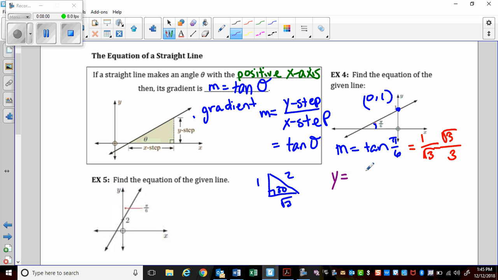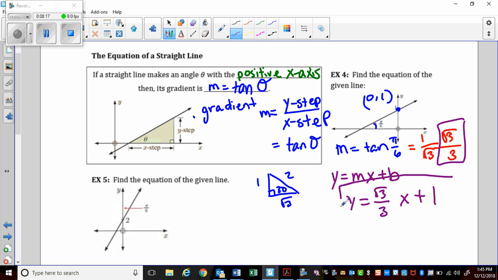y equals my slope, which we found. I'm going to put mx plus b. So y equals my slope, which is the square root of 3 over 3, times x plus my y-intercept, which is 1. This is the equation of a line.